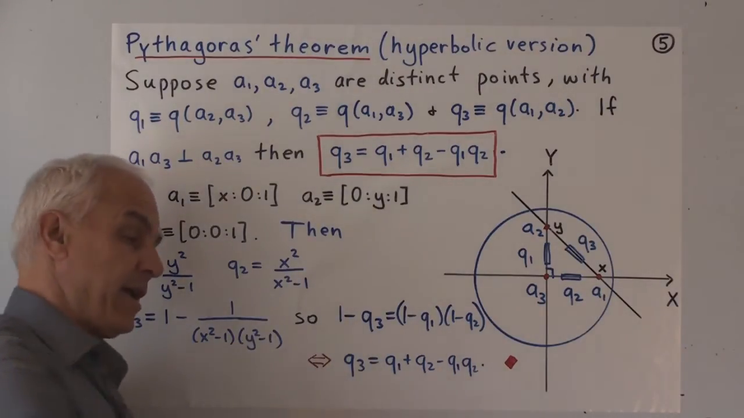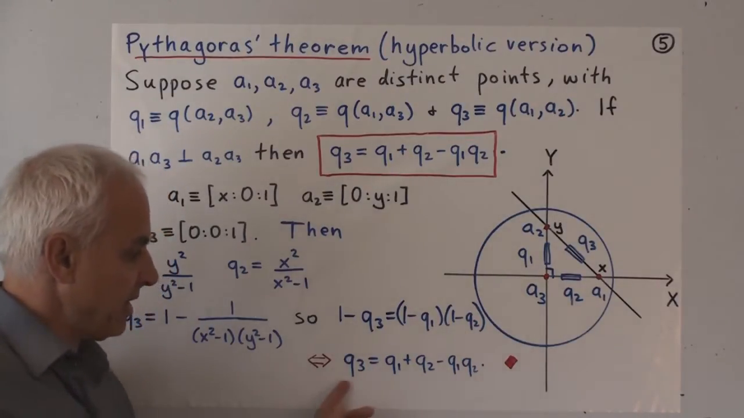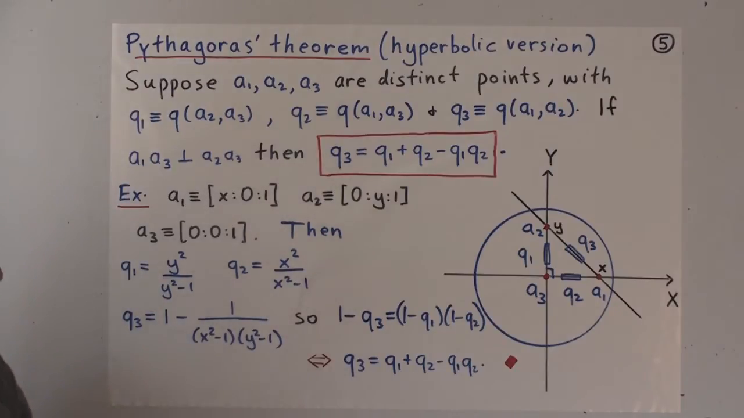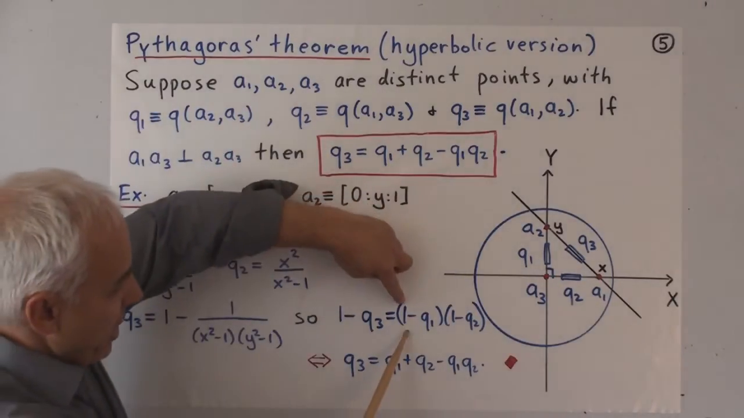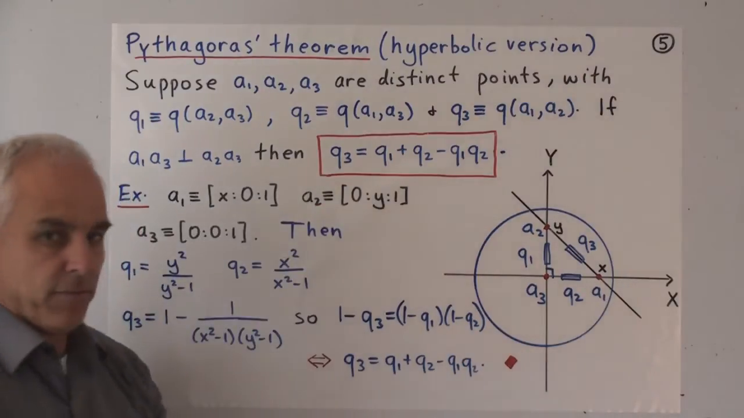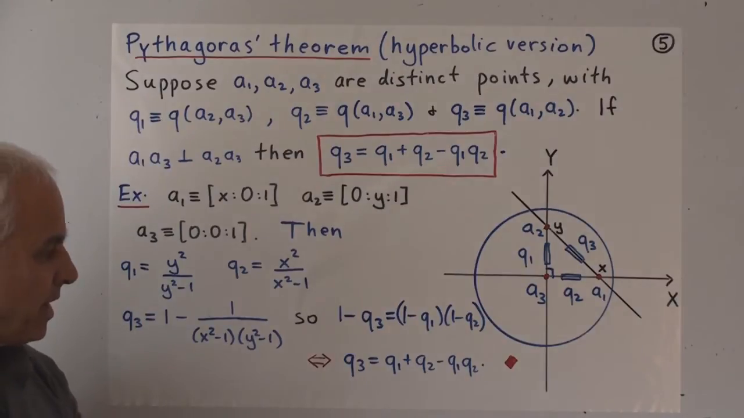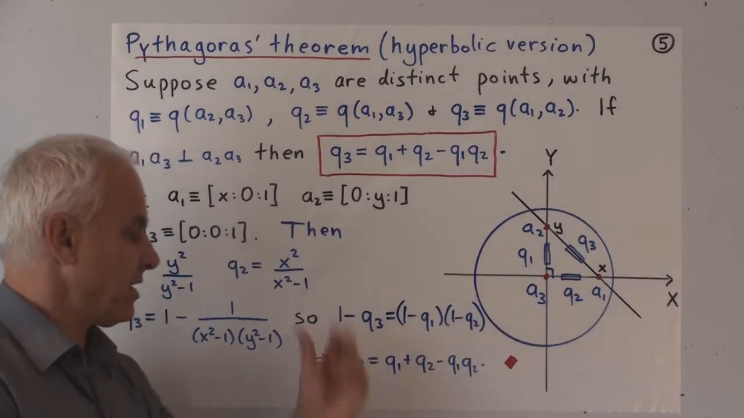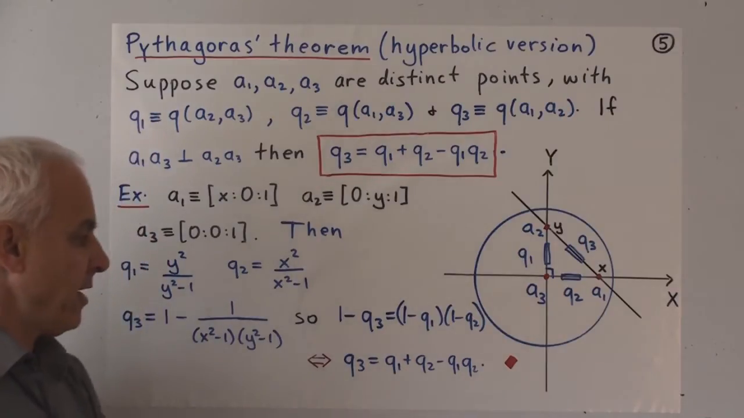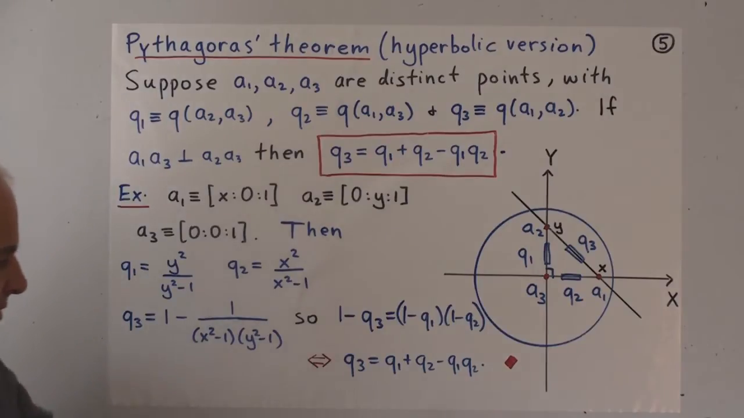And as that exercise that I gave you at the end of the last video shows, this expression is exactly equivalent to Pythagoras' theorem. Let's just check that. If we expand the right-hand side, we get 1 minus Q1 minus Q2 plus Q1 Q2. And then the 1's on both sides cancel. And if you bring the Q3 on one side and all the other stuff on the other side, then you get Q3 on one side and Q1 plus Q2 minus Q1 Q2 on the other side. So it's very easy to see that these things are equivalent.